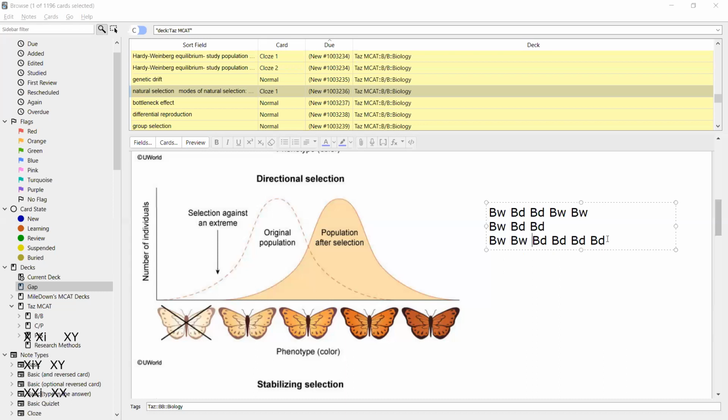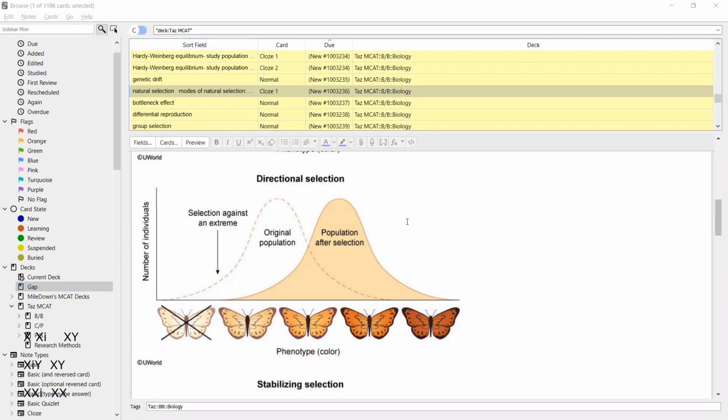And now we have more predators feasting on the white butterflies. So then what happens? Right? And then we have another round of replication or breeding, and it's just getting worse and worse until eventually the white butterflies are going to go extinct, right? So this is what we call directional selection. This population is getting directed into one extreme.